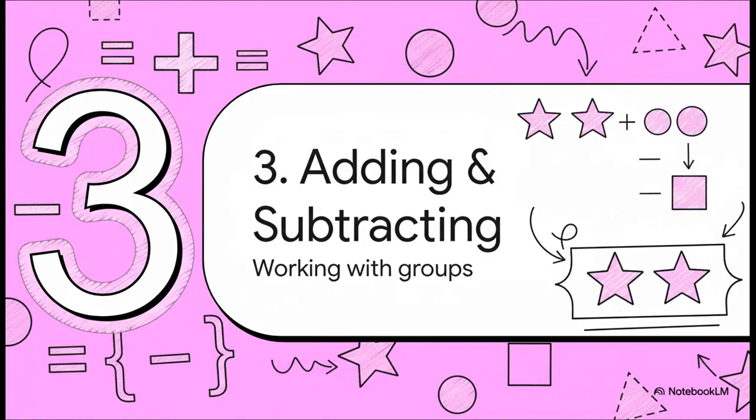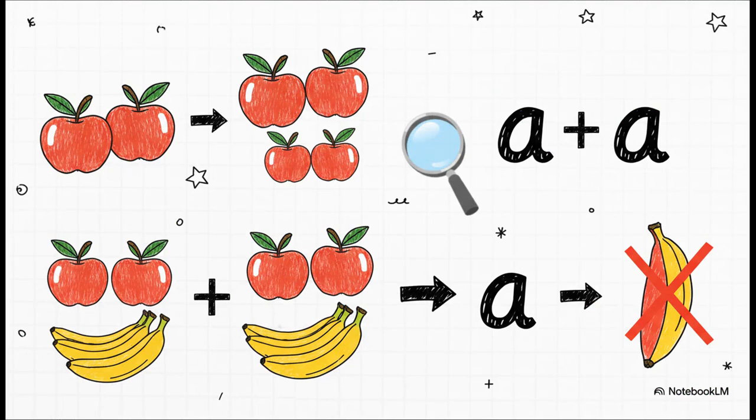You are doing fantastic. Okay, now we're ready to start working with bigger groups of terms. And when we're adding or subtracting them, there is one super important rule you have to know. It's all about combining like terms. So what in the world are like terms? It's simple. They're just terms that have the exact same letters.